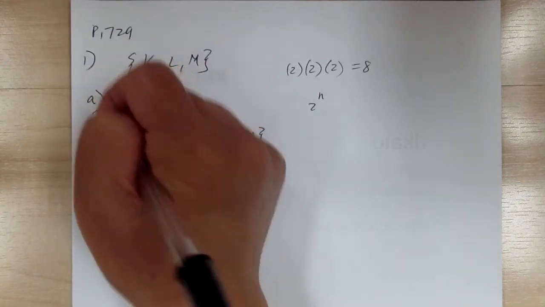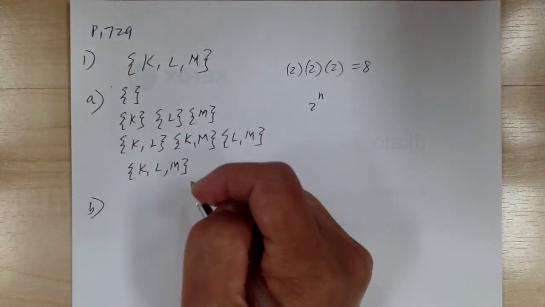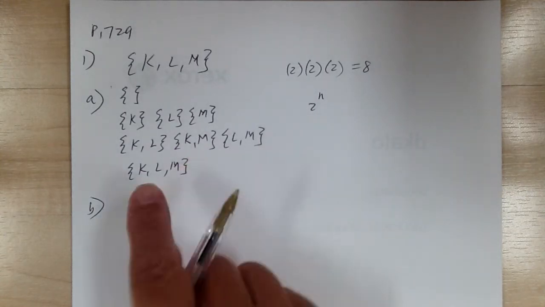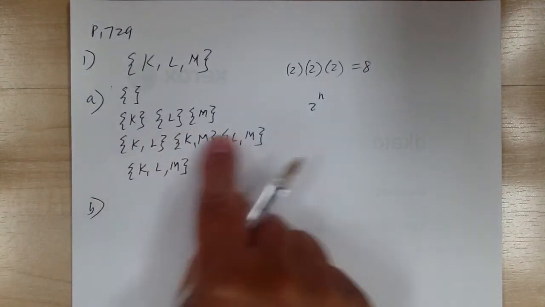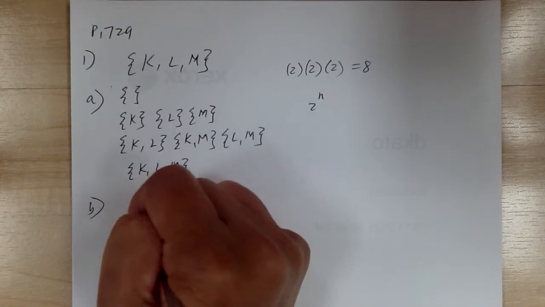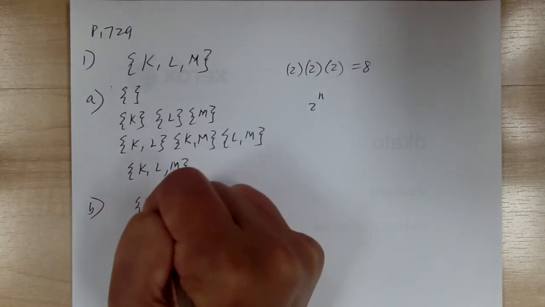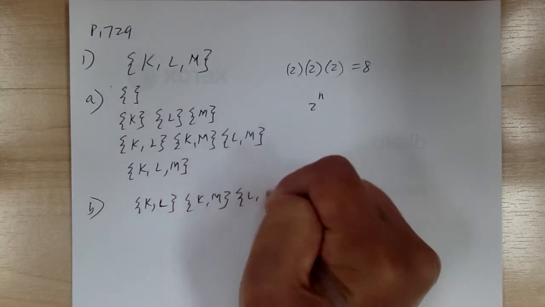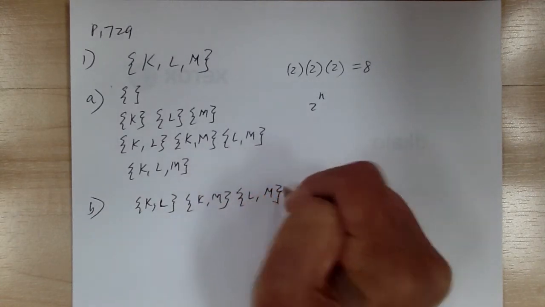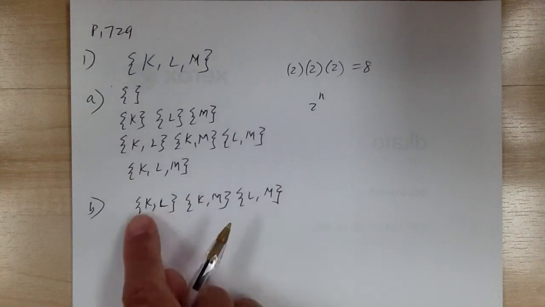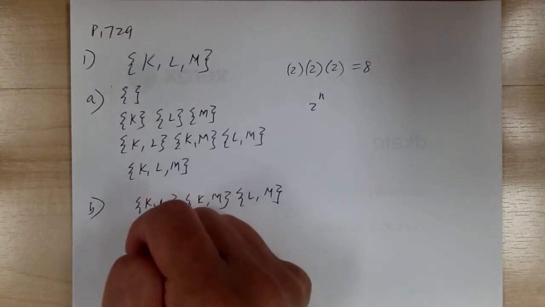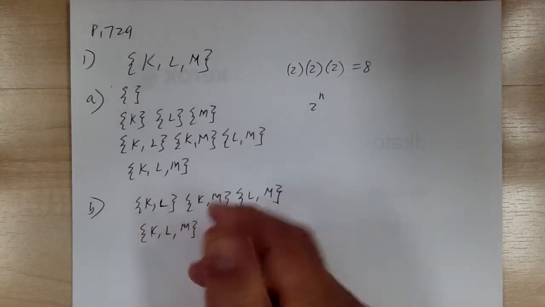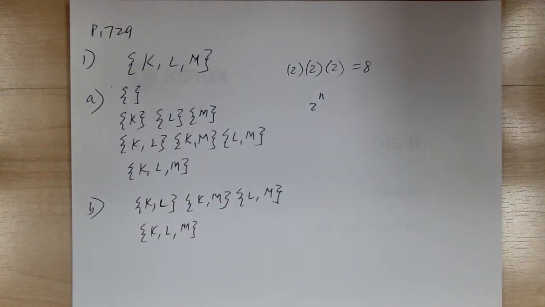Okay. So B, the subsets containing at least 2 letters. So at least 2 means 2 or 3. So it means this over here. So it would be KL, KM, and LM. Now for sets, the order does not matter. So KL and LK are the same. And so this is the answer for B.